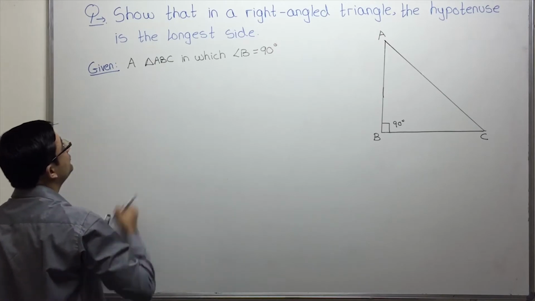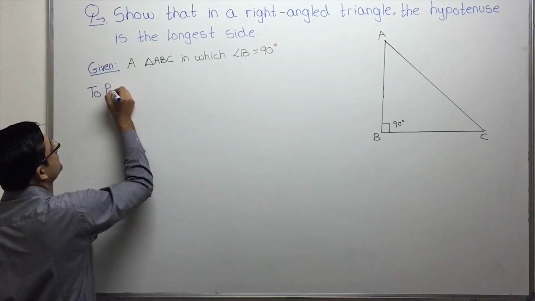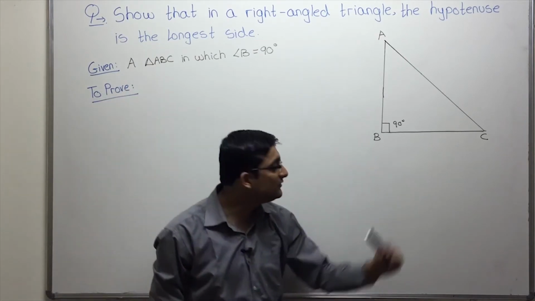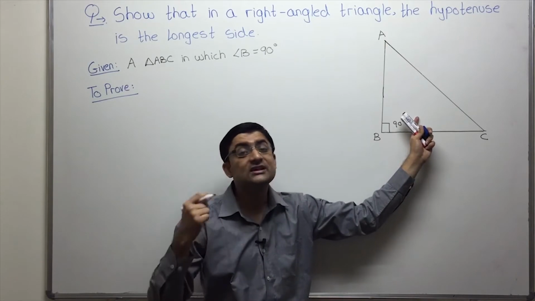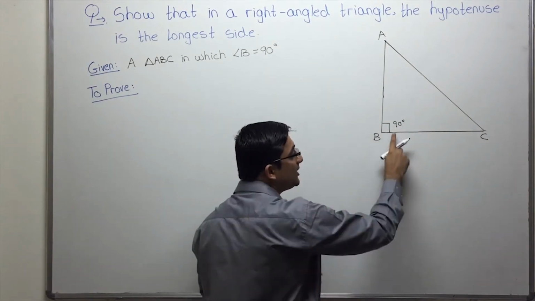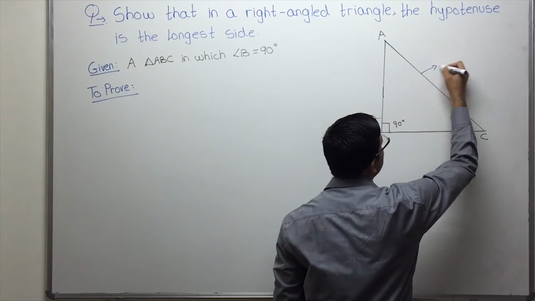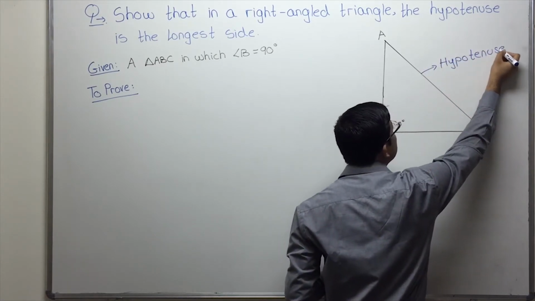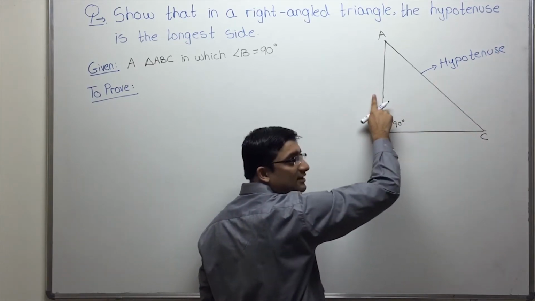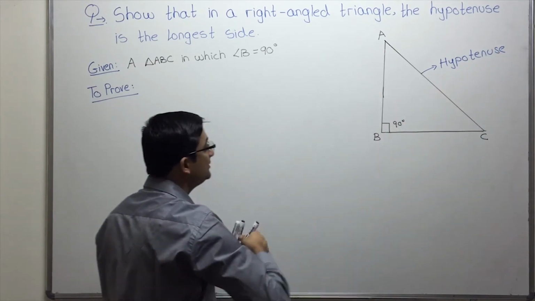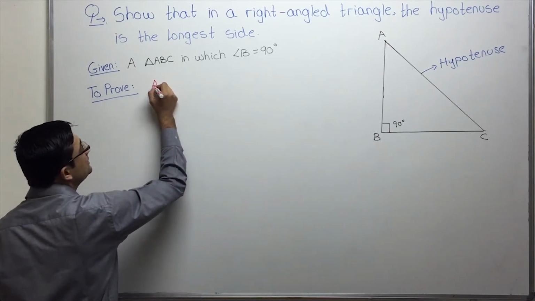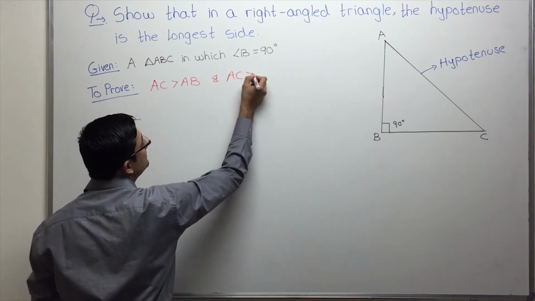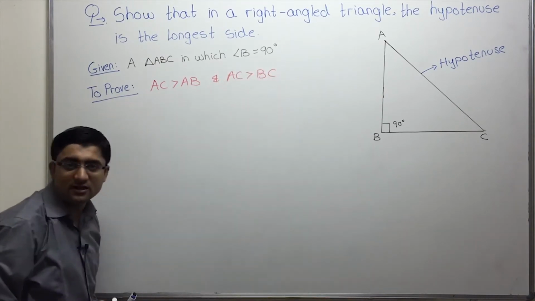Next, what do we have to prove? We have to prove the hypotenuse is the longer side. So first of all, identify the hypotenuse. Which is the hypotenuse? Side opposite to the 90-degree angle. So side opposite to this is AC. That means AC is the hypotenuse. So we have to show hypotenuse is the longest side. That means AC is greater than AB and AC is greater than BC. So given is done, to prove is done.